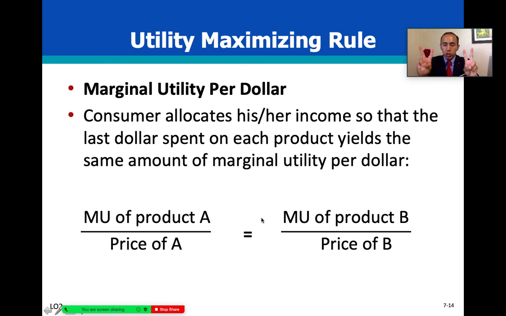If you have two goods, and you have the marginal utility and the price of each good, divide the marginal utility of each good by its price, and if they are equivalent, that may also provide you the optimal consumption bundle using a marginal utility per dollar maximization rule.